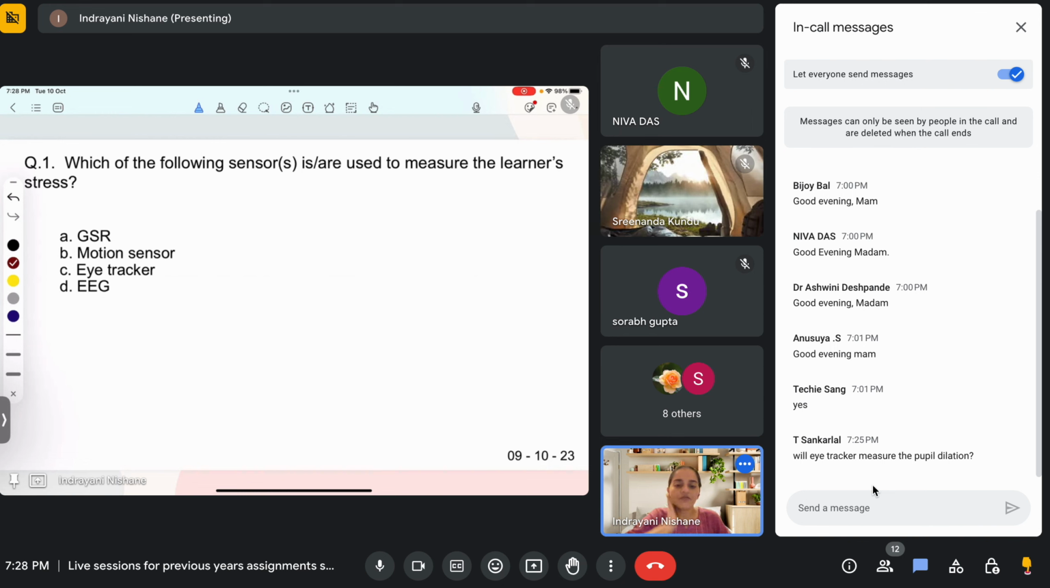Okay, so as and when needed, you can go into detail and dig deeper into a particular sensor. Moving on to question 1: which of the following sensors is or are used to measure learner stress? I think we discussed this. Answer in the chat box about which sensors are used to measure stress. I'll give you a hint: there are multiple sensors from A, B, C, D. There is more than one.